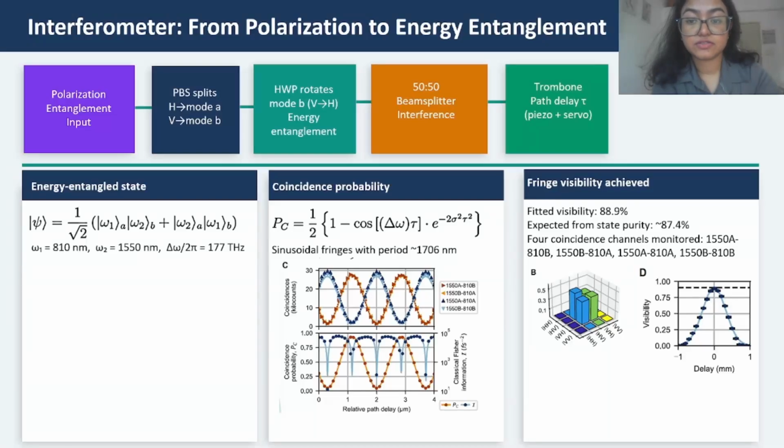The fitted fringe visibility is 88.9%, very close to the 87.4% expected from the state purity and the optical component imperfections. Importantly, the individual detector fringes show less than 1% visibility, confirming that it is two-photon interference, not single photon interference, that dominates.